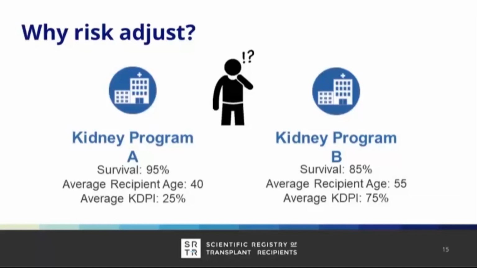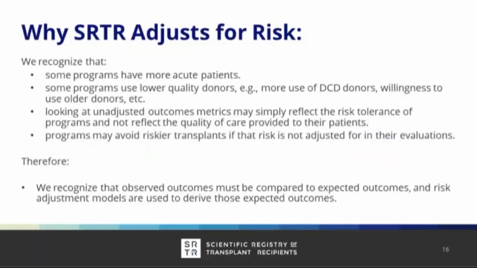Okay, because here, if we derived an expected outcome at program A and an expected outcome at program B, it may be the case that program B is actually doing better with what they have than program A is, and the raw survival percentage would sort of lead us to the wrong conclusion that I myself might have a better outcome if I get transplanted at program A. And so this is really the motivation behind why we risk adjust and why the SRTR contract calls for us to risk adjust these outcomes.